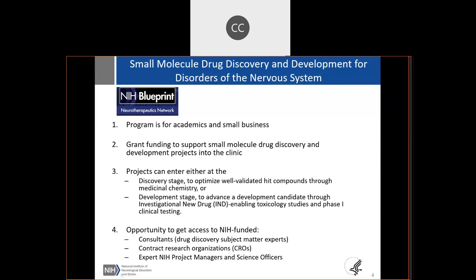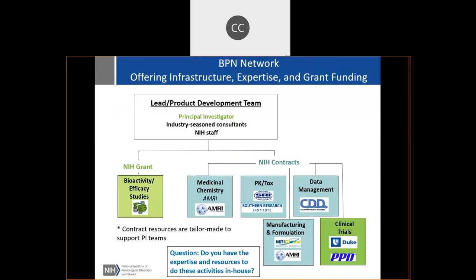So again, how do we set up our project teams? What we do is set up a lead discovery team or lead development team that consists of you all as the principal investigator, our consultants, and our staff. And our staff all have drug discovery and development experience. Many of us come from industry backgrounds, doing different disciplines and having led teams in the past in industry. We are here to facilitate as NIH staff. We're not here to dictate what you do. Ultimately, this is your project, and you will be the overall driver of the science for these programs.